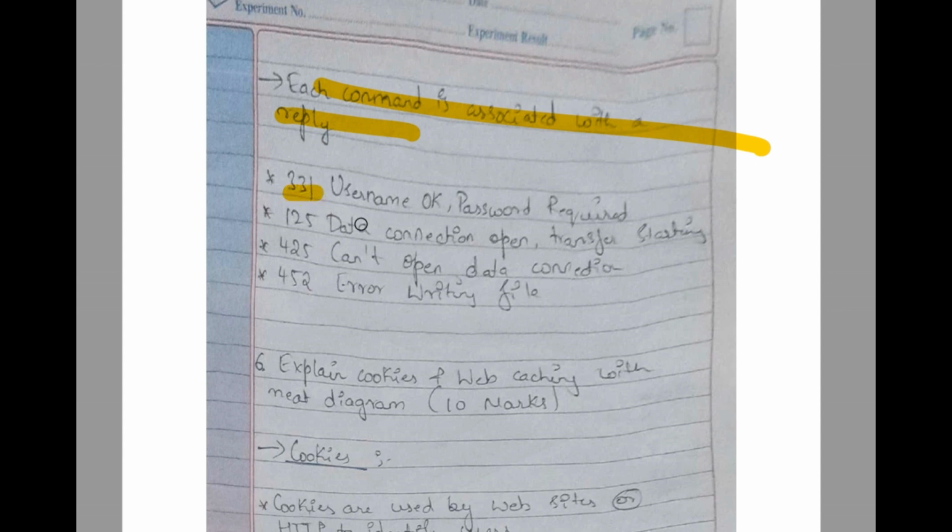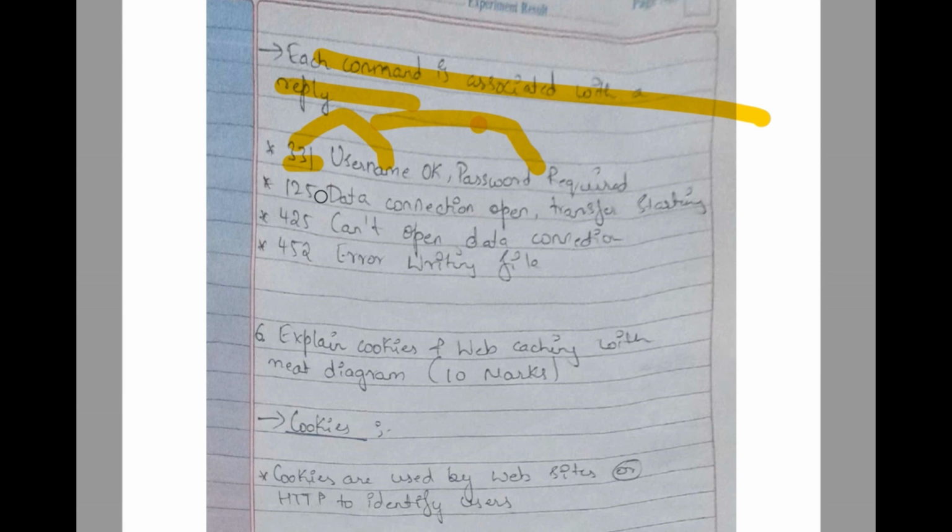So the reply 331 means username is verified. Now password is required. 125 means data connection is open and file transfer is starting. 425 means can't open data connection. 452 means error writing the file. You can remember this: 331, 125, 425, 452.